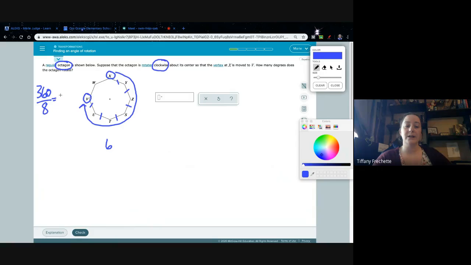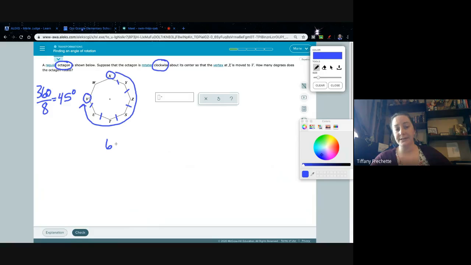So let's see, we end up with 4 because it goes in 32, and then let's see, 40. So we should end up with 45. I'm going to confirm it really quick just because you don't want to have something silly like that throw off all your calculations. So yes, it is 45. So each one of those is 45 degrees.